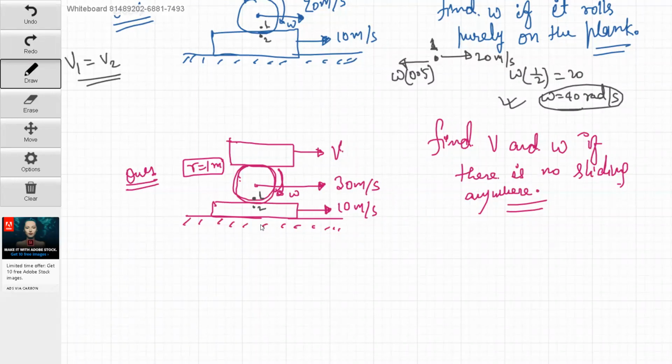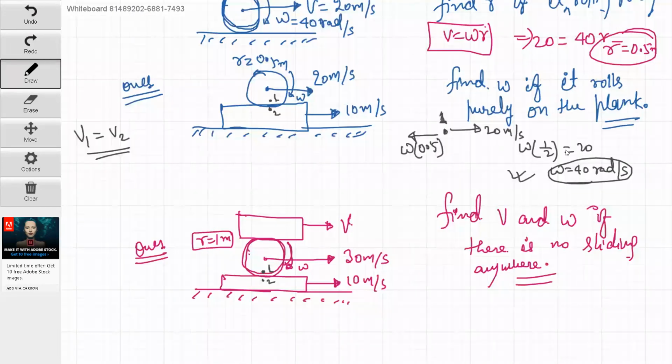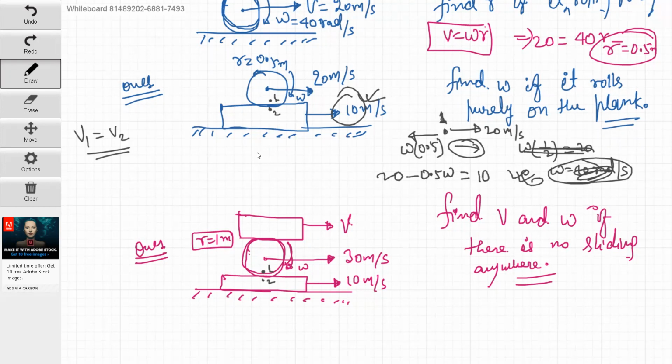So that is equal to... no, I made a mistake at this place. Okay, friend. So the net velocity of 1 in this direction is equal to 20 minus 0.5 omega, isn't it? And that has to be equal to the velocity of 2. Point 2 is part of the plank and its velocity is 10 meter per second. So 10 will be equal to 1 by 2 into omega. So omega is 20. Make the correction.